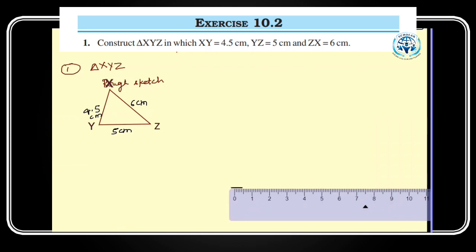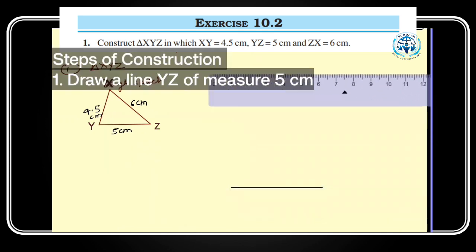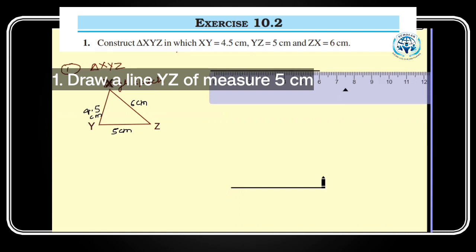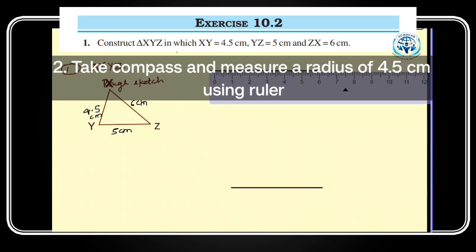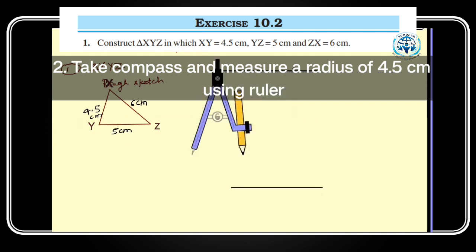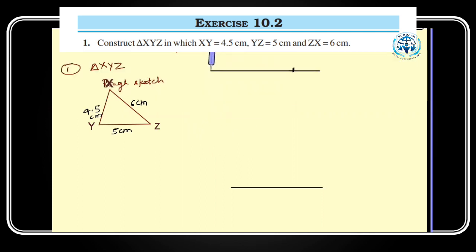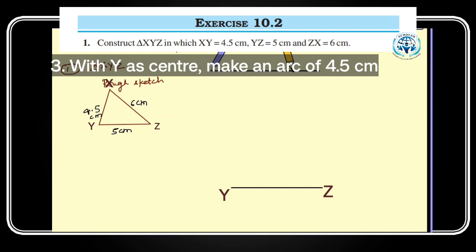I am writing the steps of construction. You will get similar questions in exams. You have to name the points and then write the steps of construction one by one. As you are drawing, you can write them in sequence. The second step is to take the compass and measure a radius of 4.5 centimeter using ruler. We have to make an arc of 4.5 centimeter keeping the compass point at Y because now we are drawing XY.